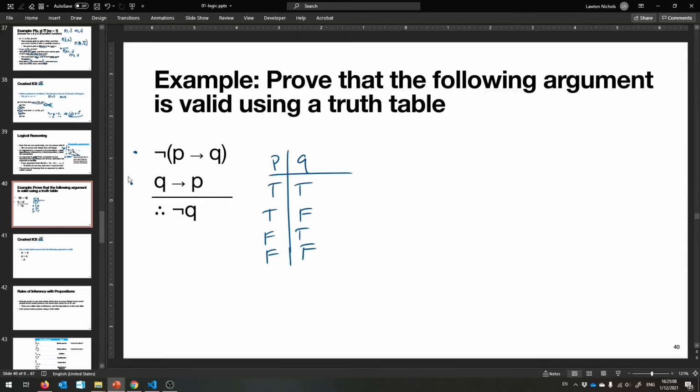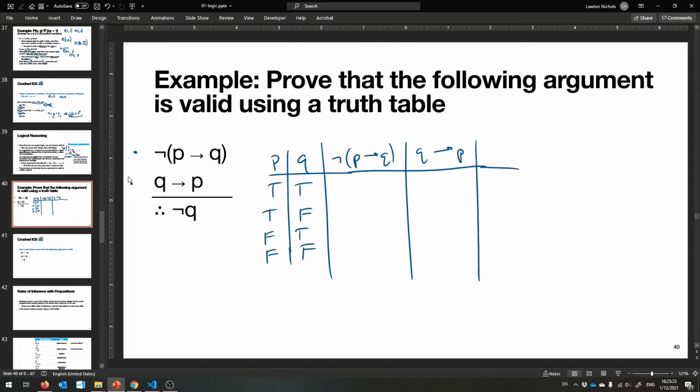That's P and Q. Now let us do the hypotheses. We have not P implies Q. I'm just going to do them all here. And then we have Q implies P. So P implies Q in this case is true, but not it is false. P implies Q in this case is false, but not it is true.